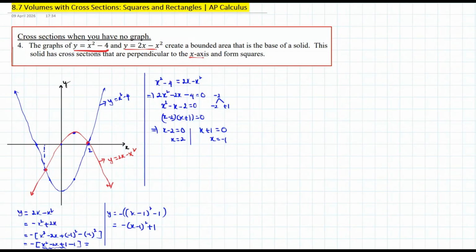The corresponding y values, you can use either equation. At 2 we have 2 squared minus 4, which is 0, and at negative 1 we have negative 1 squared minus 4, that is 1 minus 4, which is negative 3. So the points are negative 1 comma negative 3 and 2 comma 0. Now this is the region.